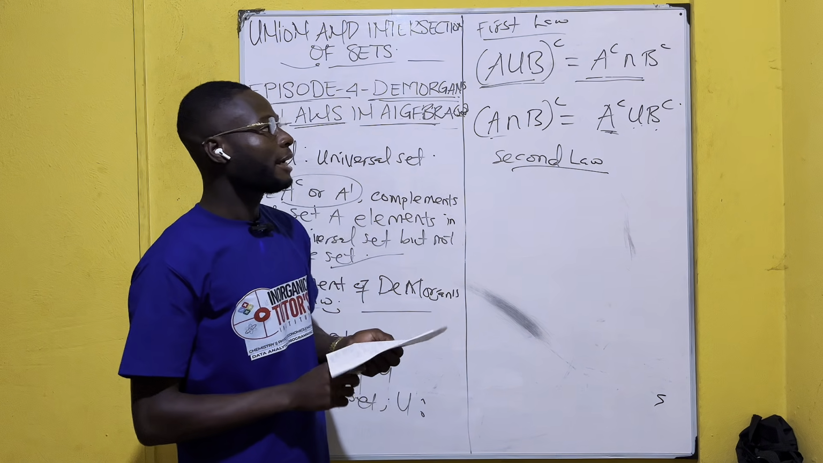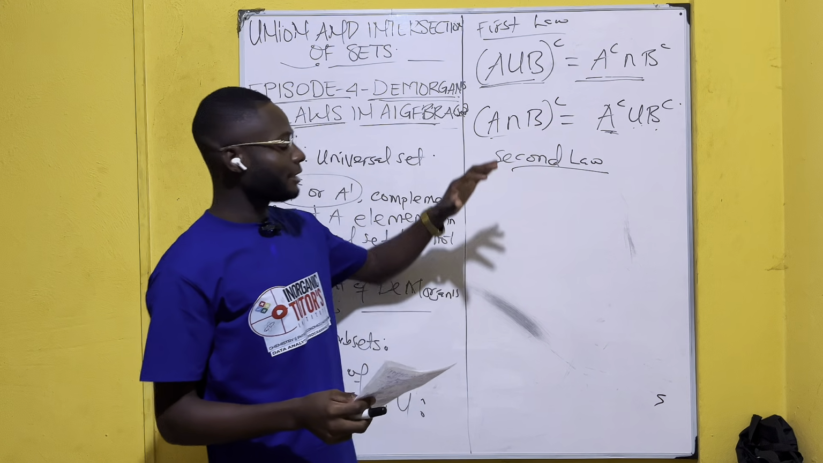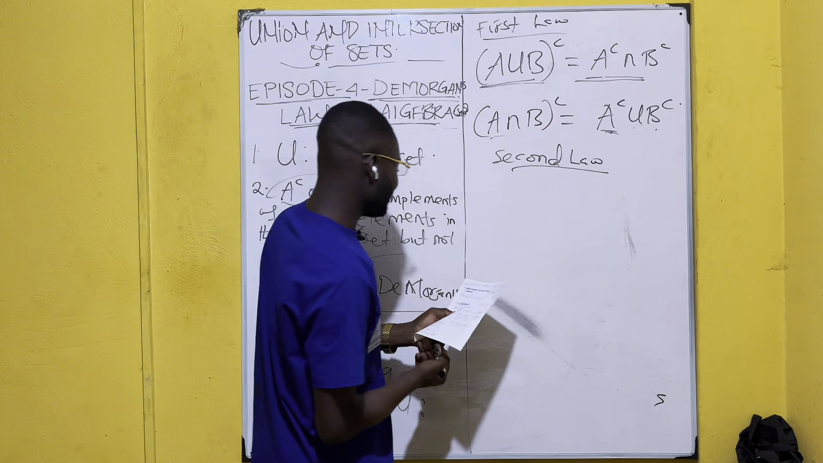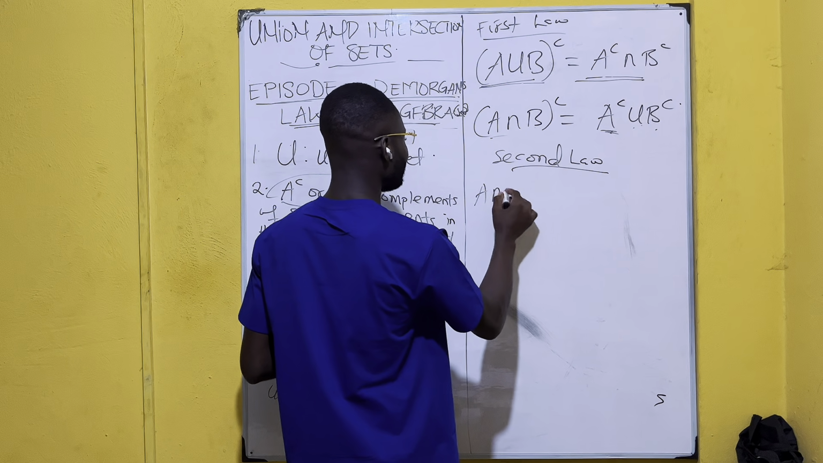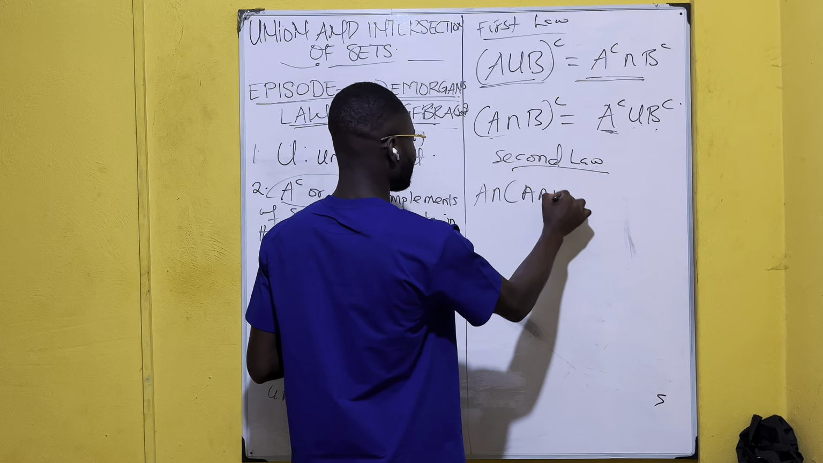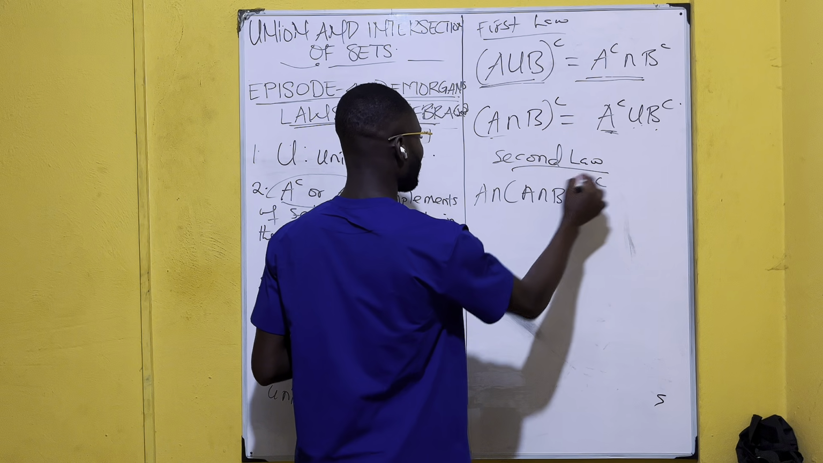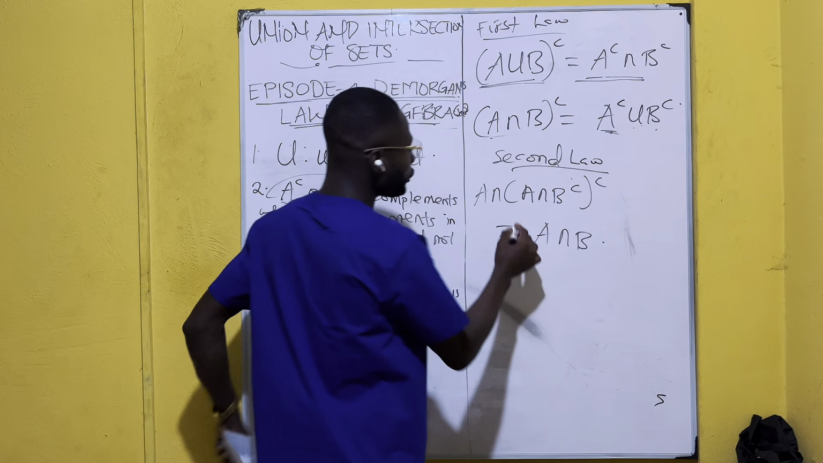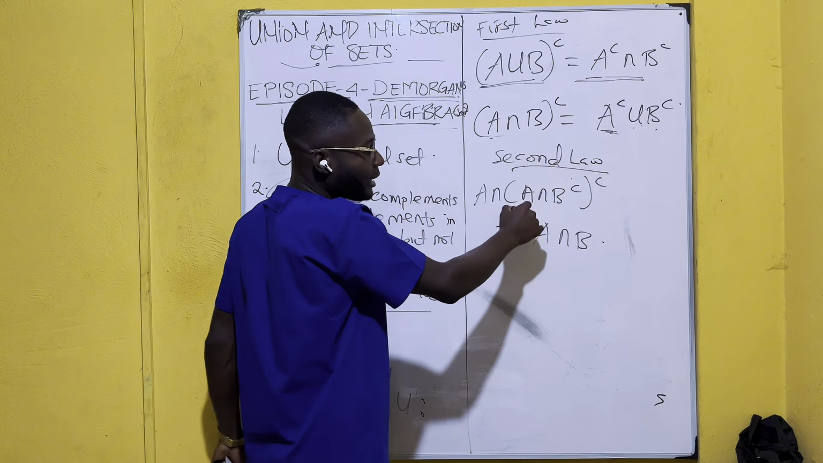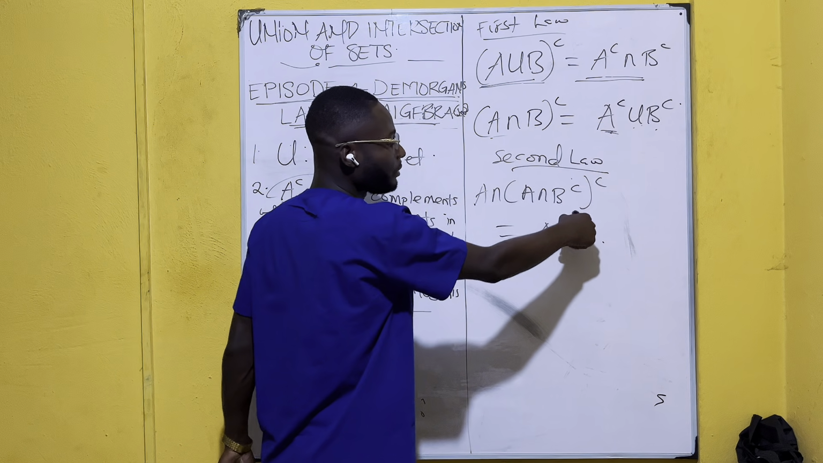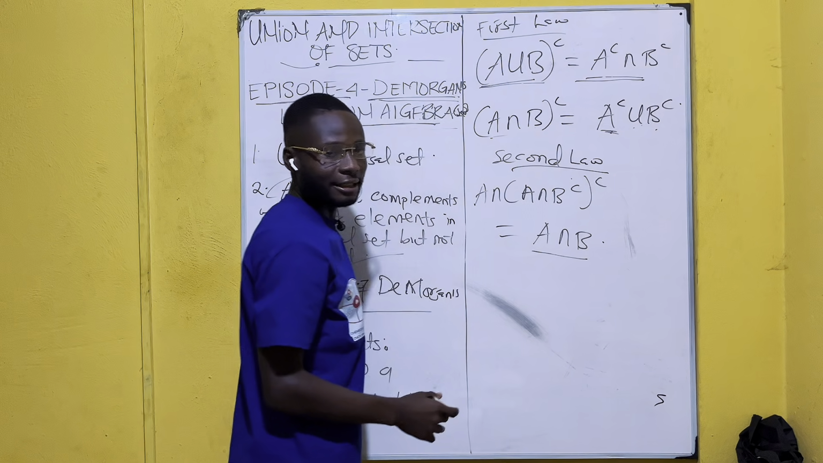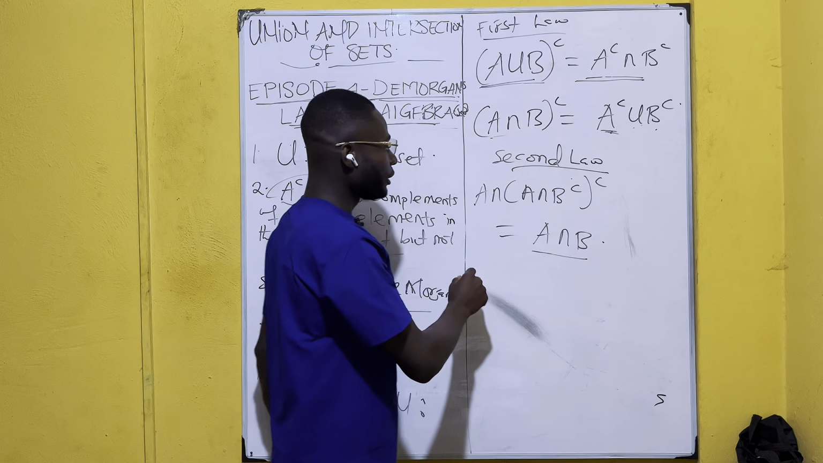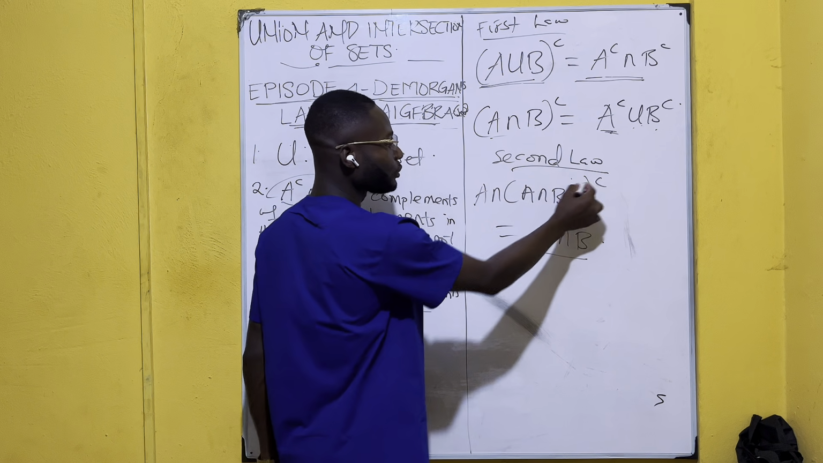The second law, basically, is another form of switching, right? So, yeah, the second law is A intersection B complement or complement, right? And this is the same as A intersection B. So if you have A intersection into bracket A intersection B complement or complement, then this is the same as A intersection B. Because if you expand this, this will come and nullify this.